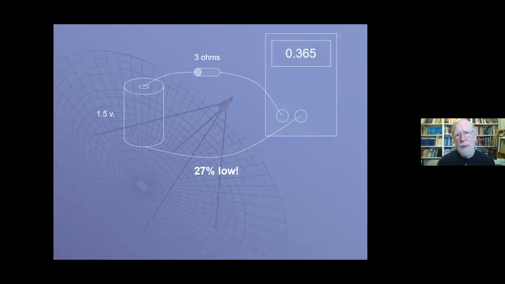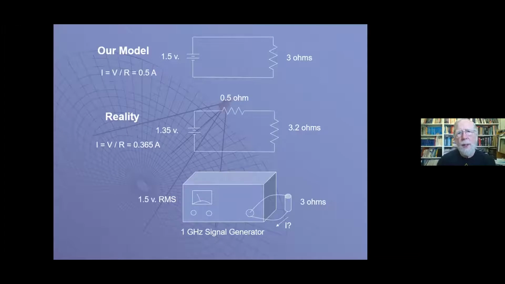And people tend to say, oh, there's something wrong with the modeling program. Must be Ohm's law is not correct. Well, Ohm's law is correct. The problem is that our model doesn't match the real circuit. Our model had the 1.5 volt battery and 3 ohm resistor. What we've really got instead is a 1.35 volt battery with 1/2 ohm of internal resistance, and our resistor is actually 3.2 ohms. And that's why we got the 365 milliamps. There's nothing wrong with the model. It's just that the model didn't represent the real circuit.